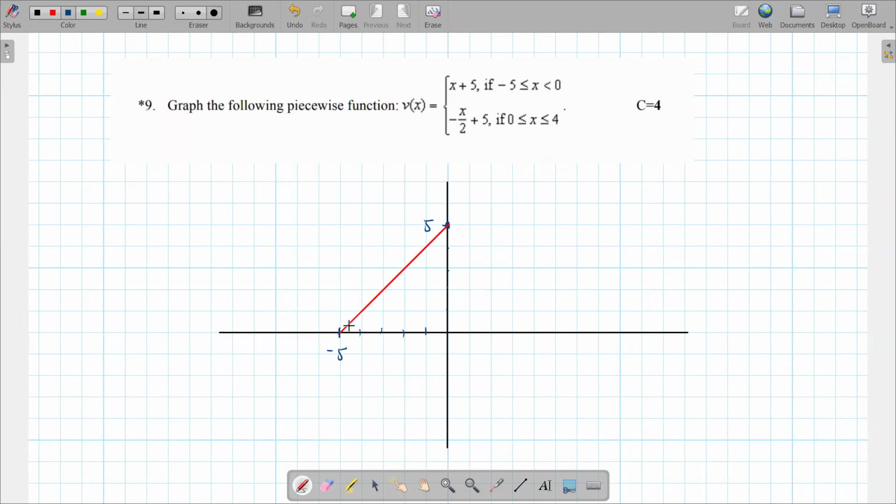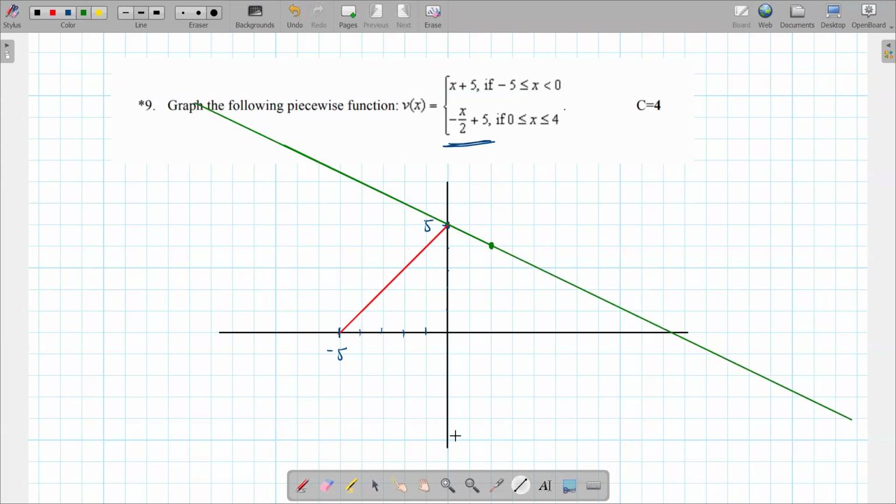Now the bottom function is only valid from 0 to 4. For the bottom function, what's the y-intercept? It's 5. So again, we're starting at the same point, but now the slope is -1/2. So that means for every 1 unit we go down, we go 2 units across. I got this point by using the slope of -1/2. Now, like we did before, to graph a linear function, all you need is 2 dots. So that's the second function.